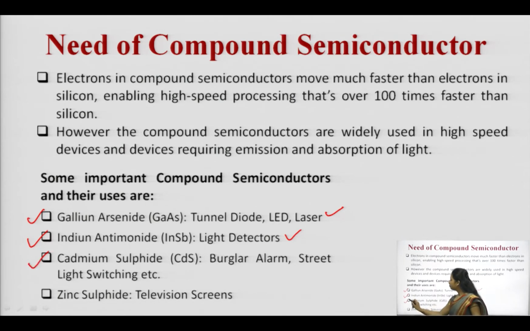Next is cadmium sulfide, and this is commonly used in the formation of burglar alarms, street light switching and so many other applications as well. And in most cases you have seen that in the case of the television there is a fluorescent screen. So, zinc sulfide is commonly used in television screens. So these are the certain points I have listed out here, which type of compound semiconductor is used where.